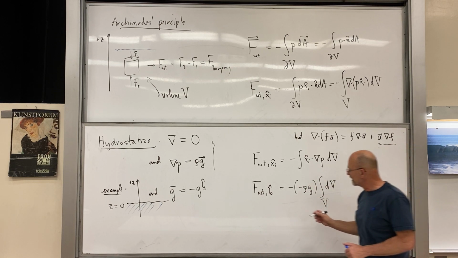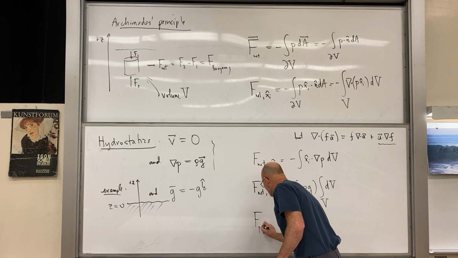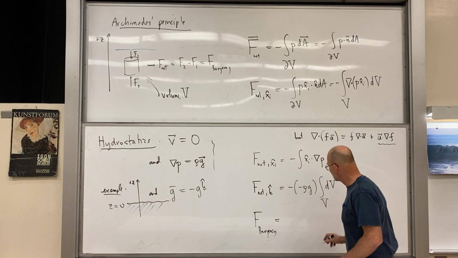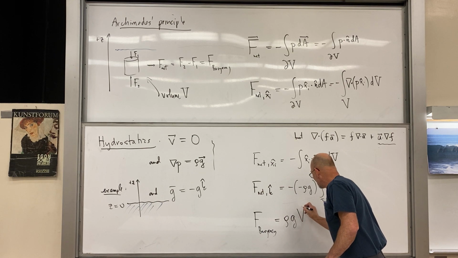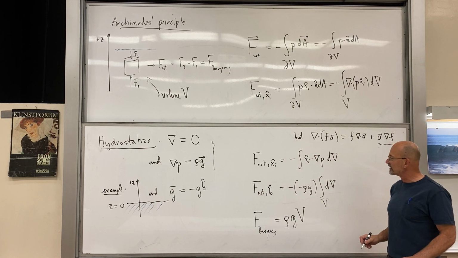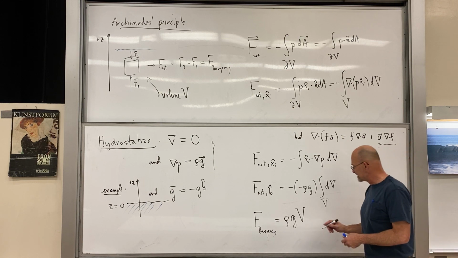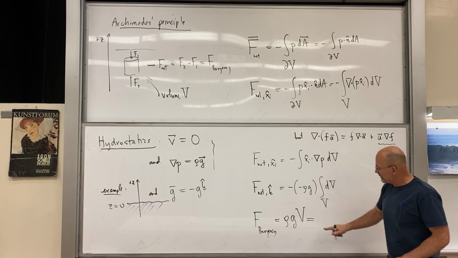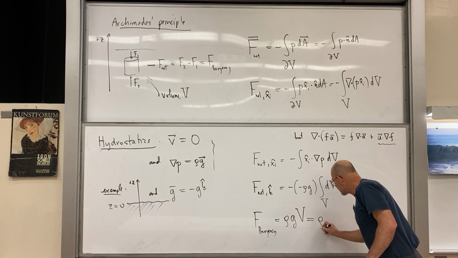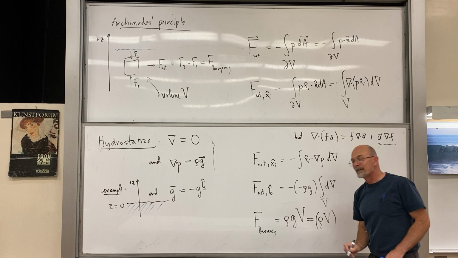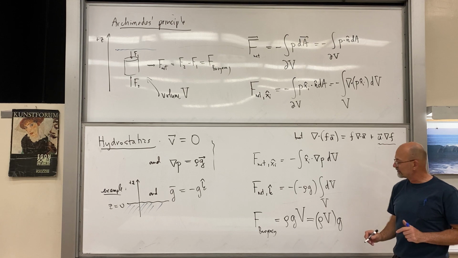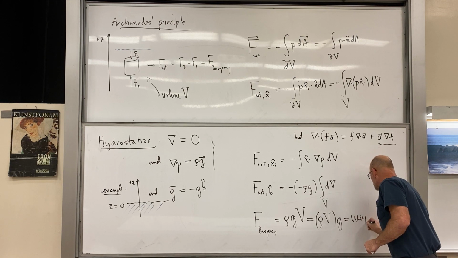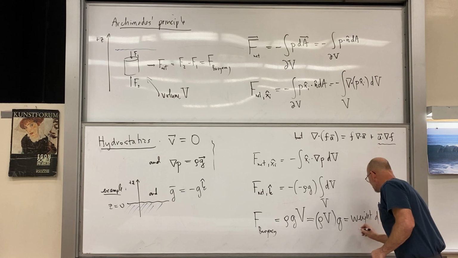Minus signs cancel, and this is the buoyancy. I'll just write F sub buoyancy force is equal to rho g V. So that is the buoyancy force, and we should actually continue this because density times volume is of course a mass, and mass times g is a weight. That's why we say it's the weight of the displaced fluid. Weight of the displaced fluid.